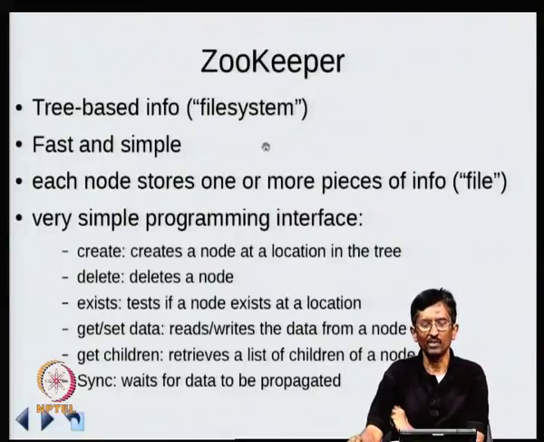Zookeeper, as I mentioned earlier, is a tree-based information model. It's like a pseudo file system, just like /proc in Linux. It's fast and simple. It's based on memory, and each node stores one or more pieces of information. For example, just like in Linux, if you go to /proc cpuinfo, it gives you some information about the CPU. Zookeeper also does the same thing, except that this is a coordination device. It's basically used so that multiple parties can pick up information and update information.